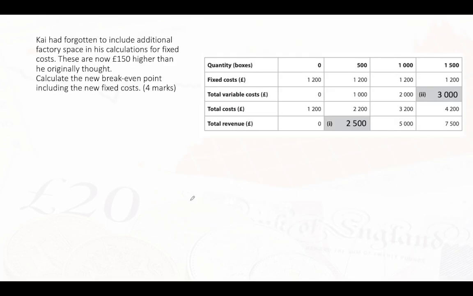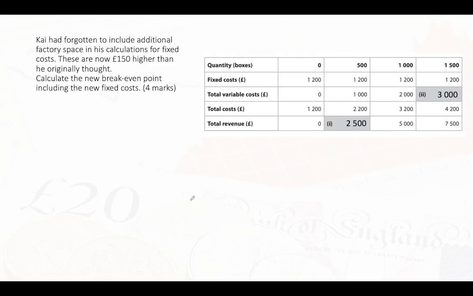So, moving on, same case study. Kaya had forgotten to include additional factory space in his calculations for fixed costs. These are now £150 higher than he originally thought. Calculate the new break-even.